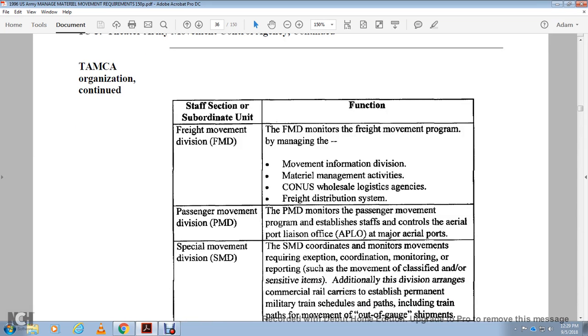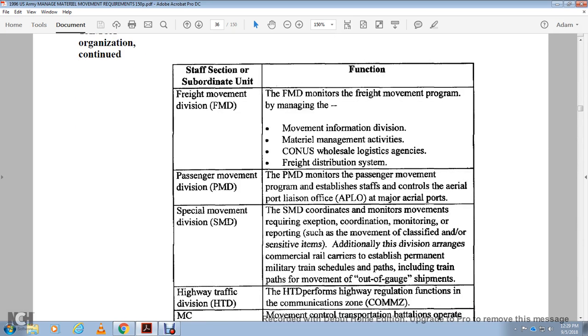The Passenger Movement Division manages the Passenger Movement Program and establishes staff that controls the aerial port liaison at the major airports. The Special Movement Division coordinates, monitors, and reports on the movement of classified and sensitive cargo. The division also arranges for commercial rail carriers to establish permanent military train schedule paths, including train paths for the movement of out-gate shipments.